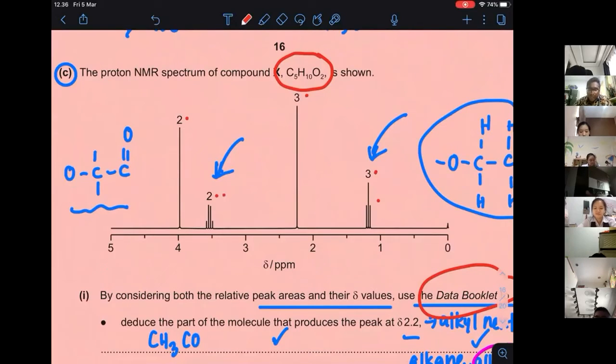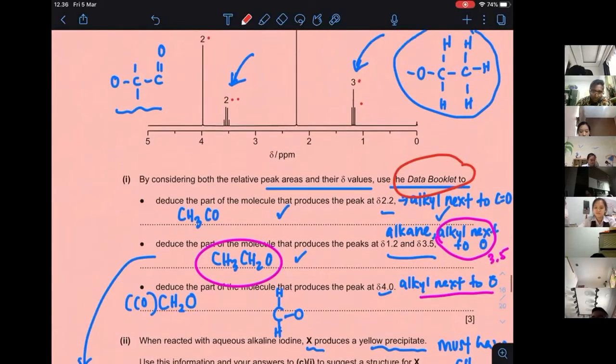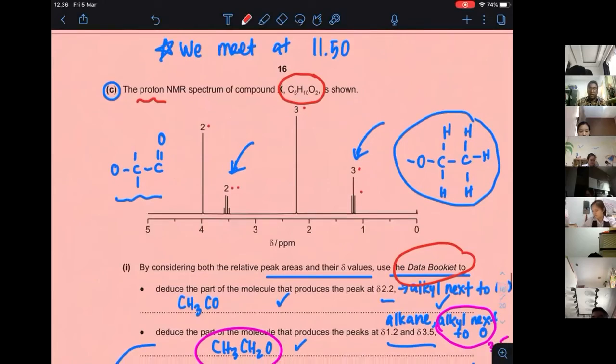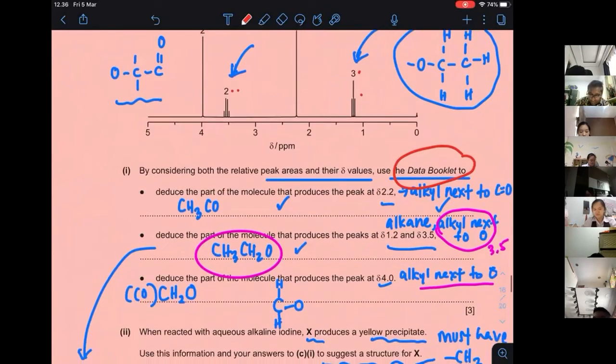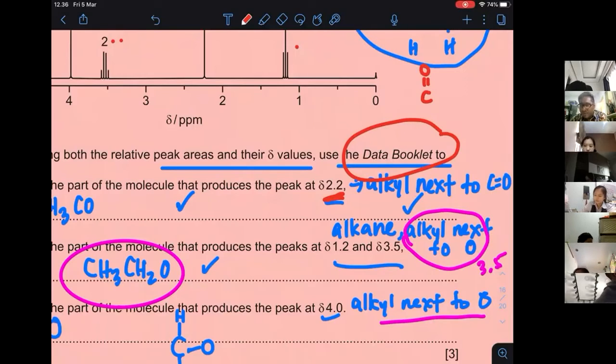to answer this question. So here, when I look at my data booklet, do remember we are looking into proton, so don't go and look at the carbon. When you look over there, you will notice that at 2.2, this is from the data booklet, it is alkyl next to carbon double bond O. So if I have alkyl next to C double bond O, I'll put it like this, C double bond O, and it must be alkyl. It can be CH3, C2H5, and so on.